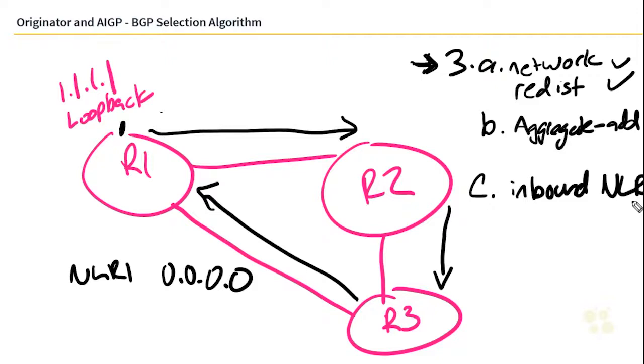So first there's weight. Then there's local preference. Then we're looking at if we originated these with a network statement, a redistribute statement, or an aggregate address statement, or if this was an inbound NLRI. So with that one under our belt, let's move on to the fourth criteria, and that's AIGP.